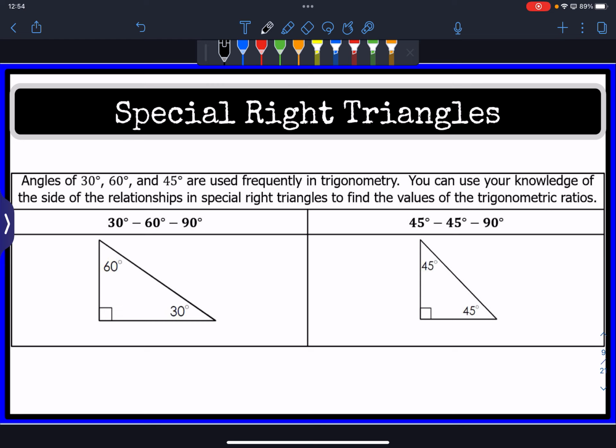So for example, on a 30-60-90 triangle, if you remember from geometry, the smallest angle, the side opposite the smallest angle is going to be the shortest side.